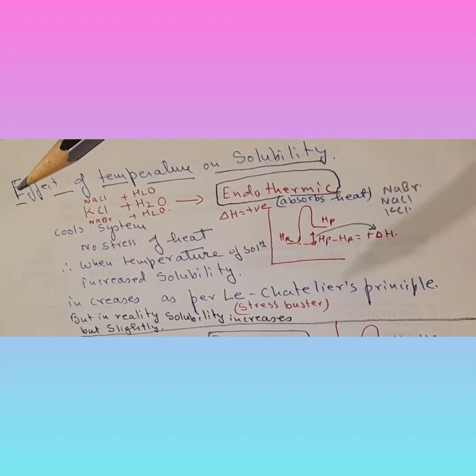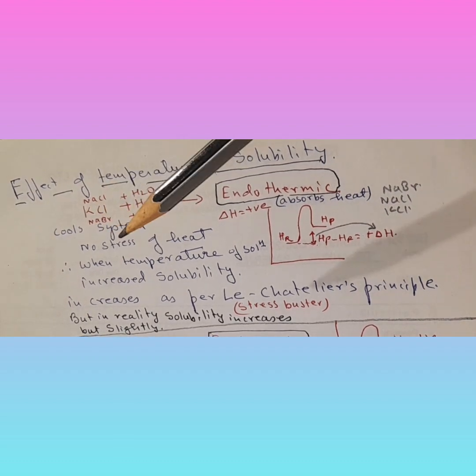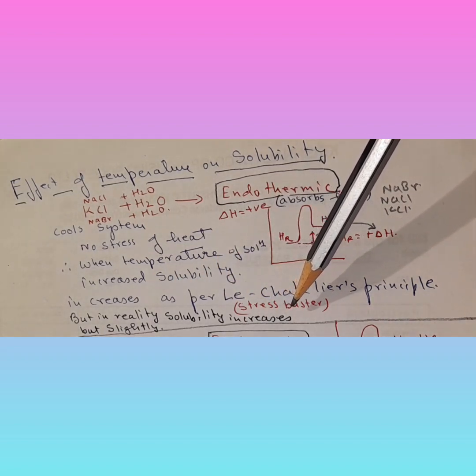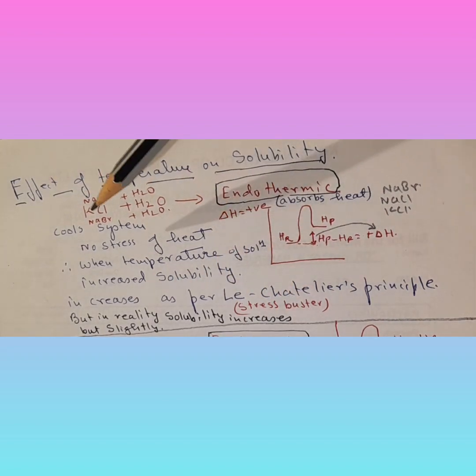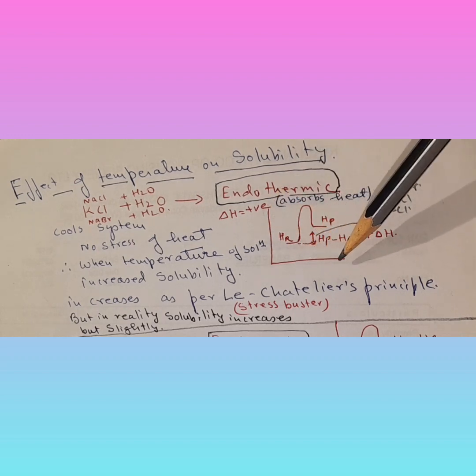Let's try and understand a bit of the effect of temperature on solubility. Now, Le Chatelier's principle, I call it the stress buster. Let me explain it here. Now, in this case, what is an endothermic process? If we observe, this is energy versus reaction coordinate.